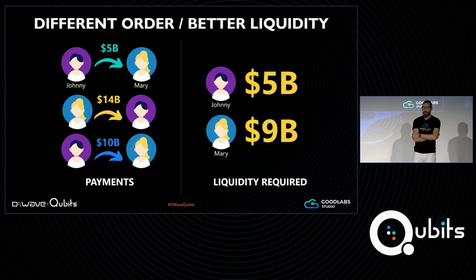So in this very simple system, it's not too hard to find a better answer than FIFO. So for example, here, if we do the $5 billion payment first, then the 14, and then the 10, now Johnny only needs $5 billion in his account to settle all his payments, and Mary now needs $9 billion. So if we add those up, 9 plus 5 goes to 14, so we now saved $1 billion in liquidity compared to FIFO, and we've won the game. As an added bonus, the liquidity is also more evenly distributed between the two players, which is not our actual objective, but it is something that central banks care about.